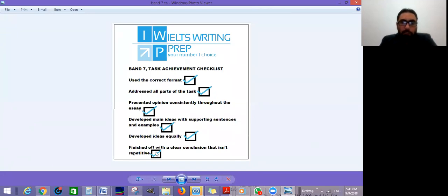Then we finish off with a clear conclusion. So the conclusion is very clear. The position is clear. No inconsistencies there in the conclusion. And we want to make sure that the conclusion isn't just repeating things that we've said in the body. We want to rephrase the words that we use in the introduction, our position, and also summarize our ideas without repeating the same vocabulary and same grammatical structures.